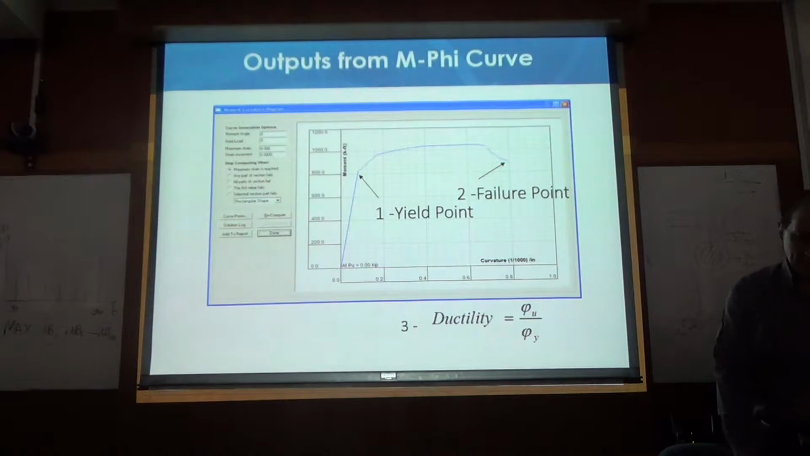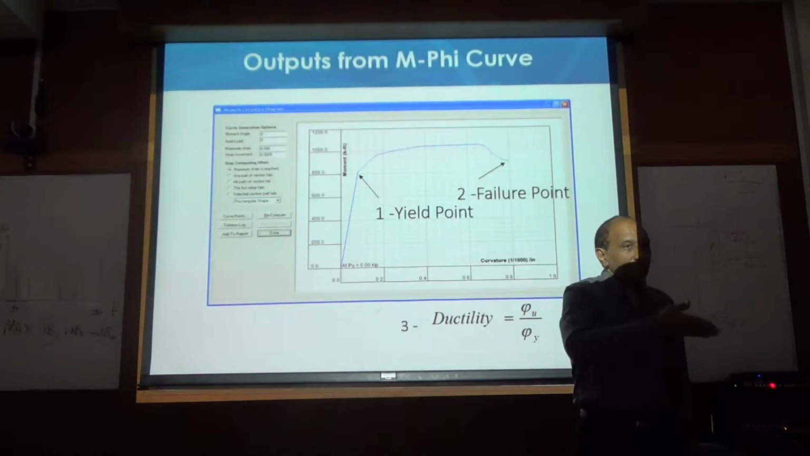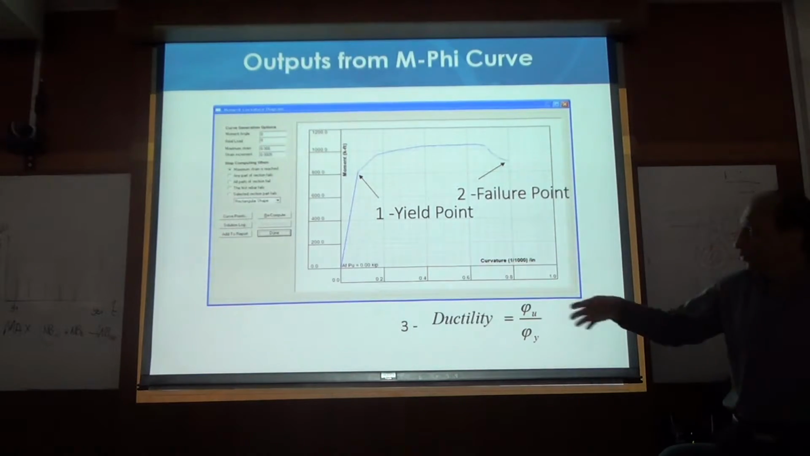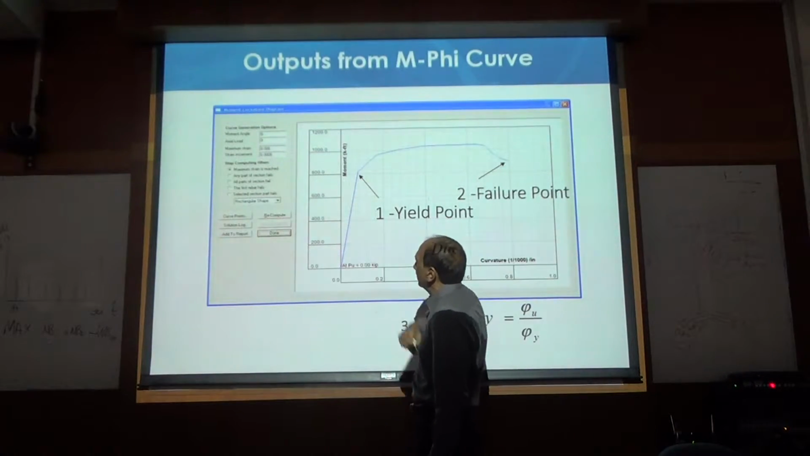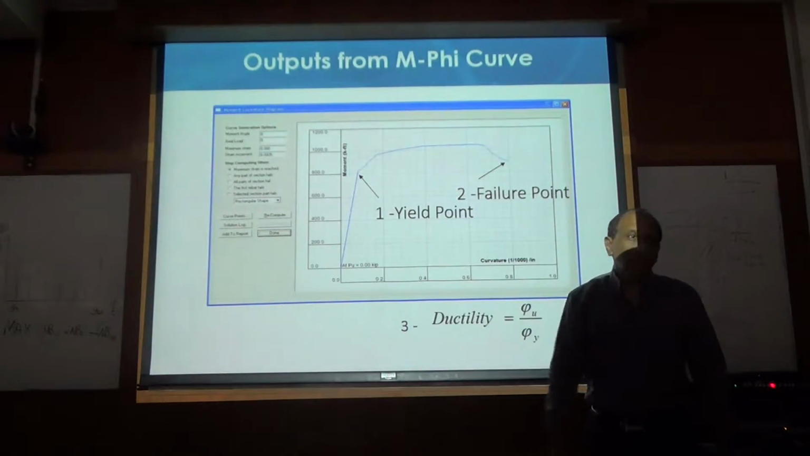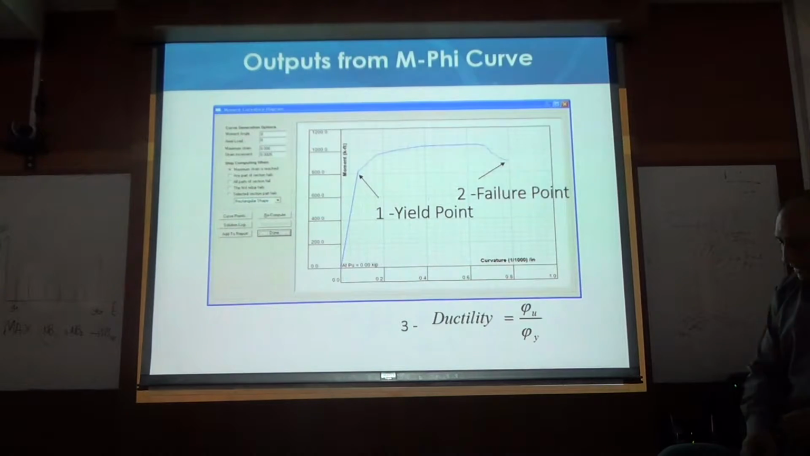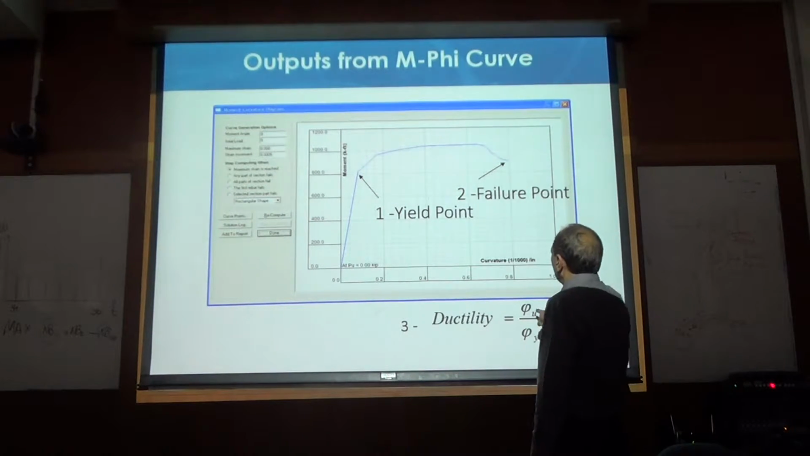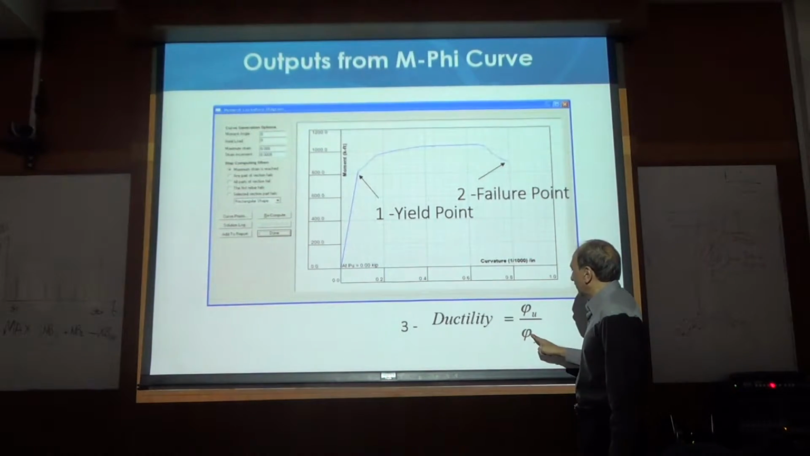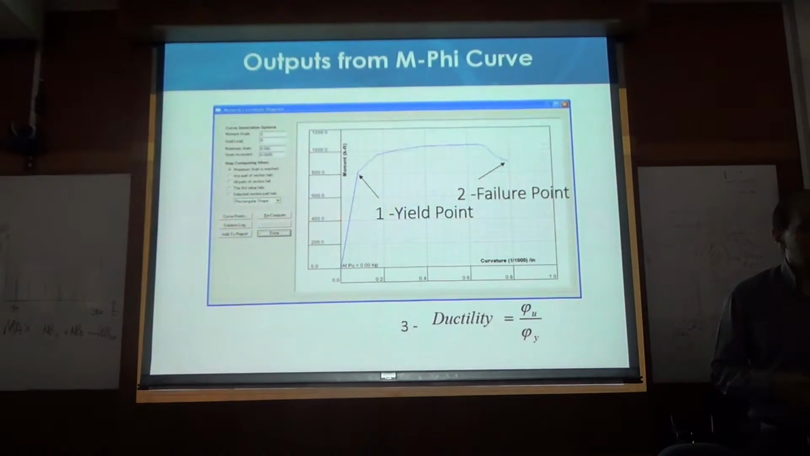Output from the MV curve, that is the important thing. The first output, of course, is that you can get the yield point. The first point, when you see the change in slope, is the yielding point. Before that, it is elastic. Cracking will be somewhere here. The second point, the last point, is the failure point. So obviously you can get two important points from this curve. But this is not all. You can also get ductility from here. From the failure point to the yield point, the curvature at that point divided by the curvature at this point, you can calculate the ductility ratio. Right? So three things you can get directly from this curve.